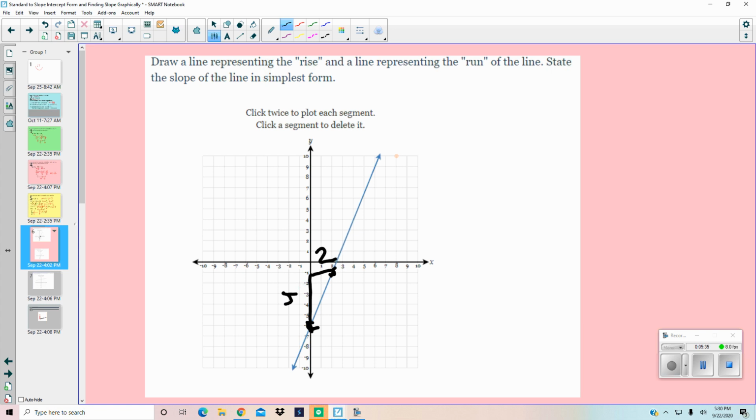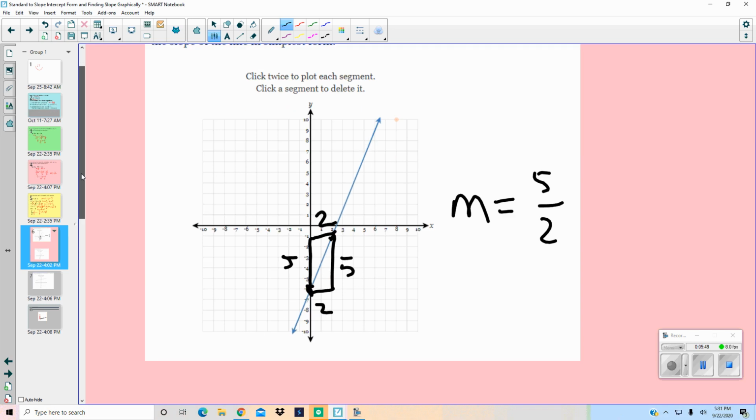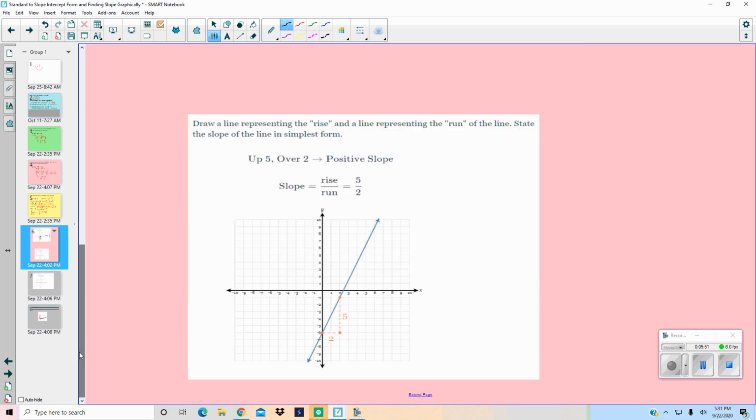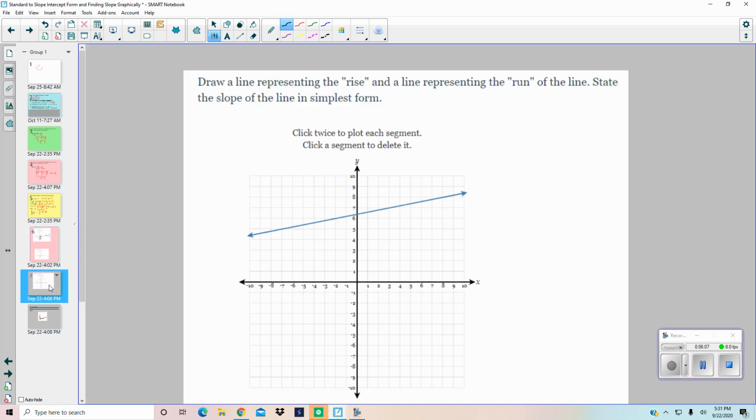You can do it this way too. So the run is 2. The rise is 5. So slope is rise over run. So it'd be 5 over 2. Let me show you what the solution looks like in Delta Math. They've of course drawn it better than me. It's a positive slope. Anything going uphill from left to right is a positive slope. So the rise is the up and the run is the over. So the up is 5 and the over is 2. So it's 5 halves.